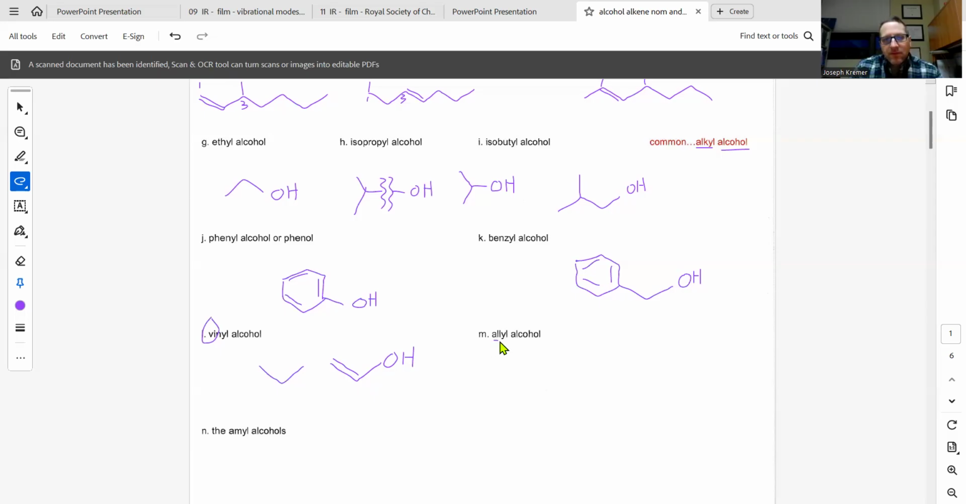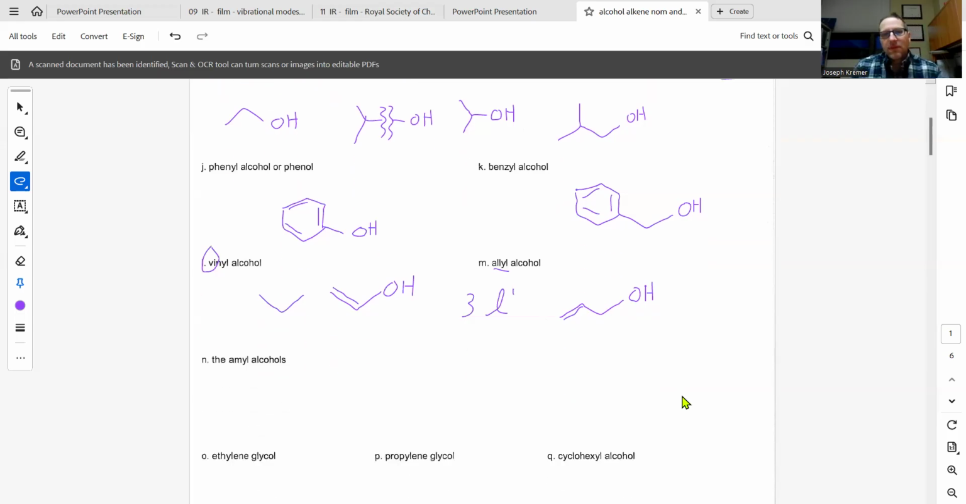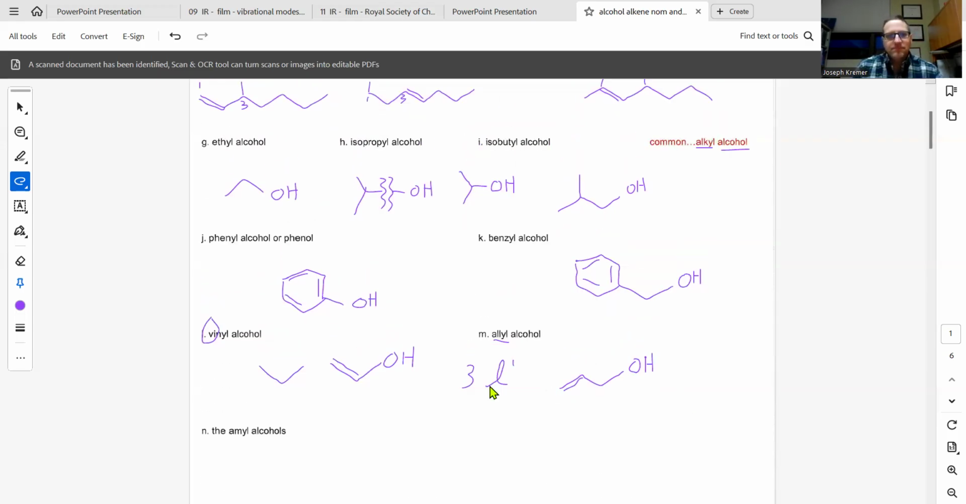Allyl alcohol. Did you catch how many L's? There are three L's in allyl. So that's how many carbons there are in the allyl group. And on the far side, again, there's a double bond. So that's great. So these are new groups. You can add them to your collection.